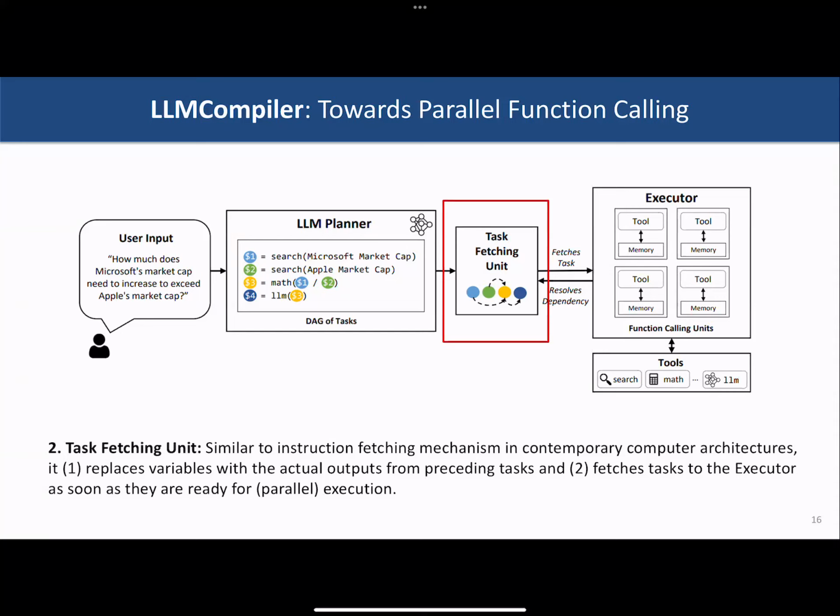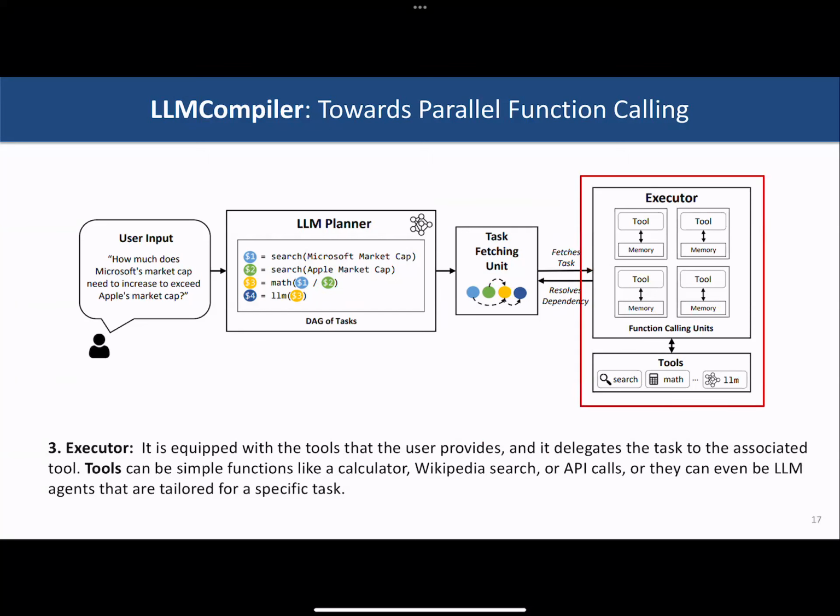So if you think about the third operation, which is the maths operation that depends on the first search and then the second search, upon their completion, we get the results, feed them back from the executor to the task fetching unit, replace all the placeholder variables with the actual values, and then that's the moment that we can actually get this fetched into the executor for its execution.